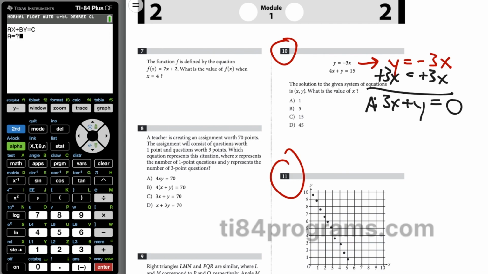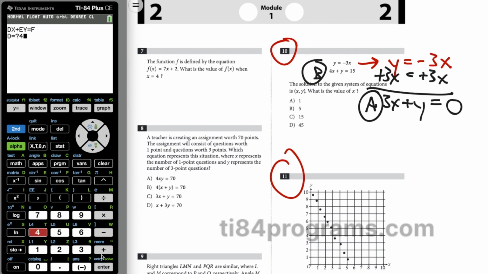So that's going to be my A equation, and then my B equation is going to be this 4x plus y equals 15. So ax plus by equals c, so the coefficient of the x here is 3 for that A equation. And the coefficient of y, now we don't have a number in front of the y, we're just going to assume it's 1. So it's going to be 3x plus 1y equals 0. And the next one is going to be straight up that 4x plus y equals 15.